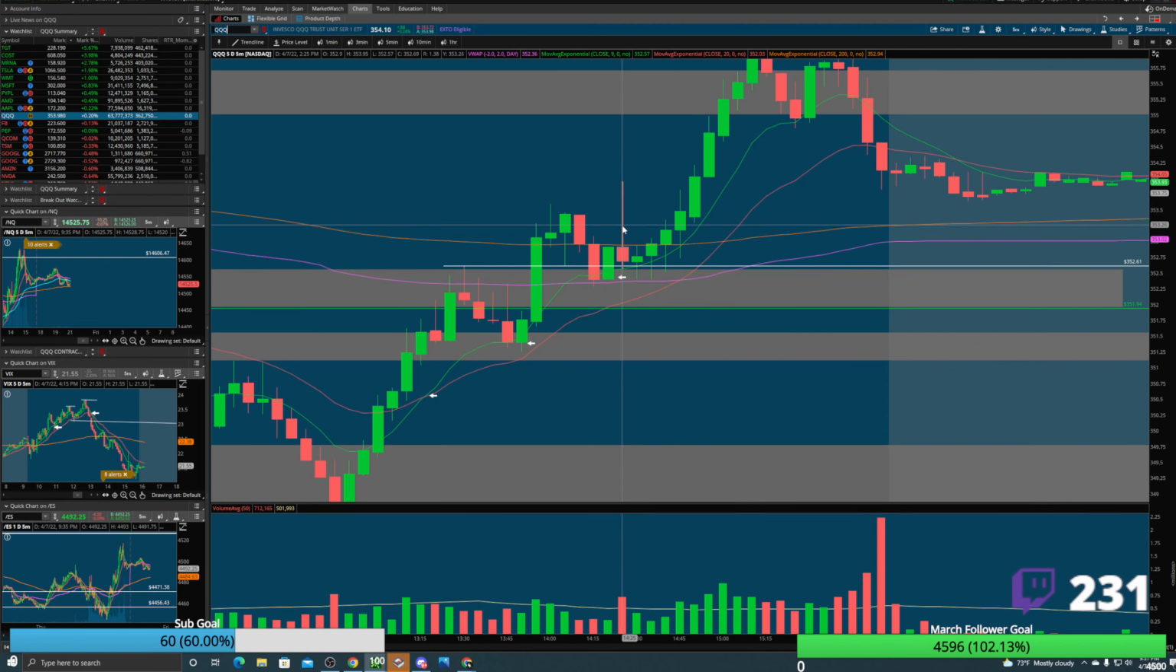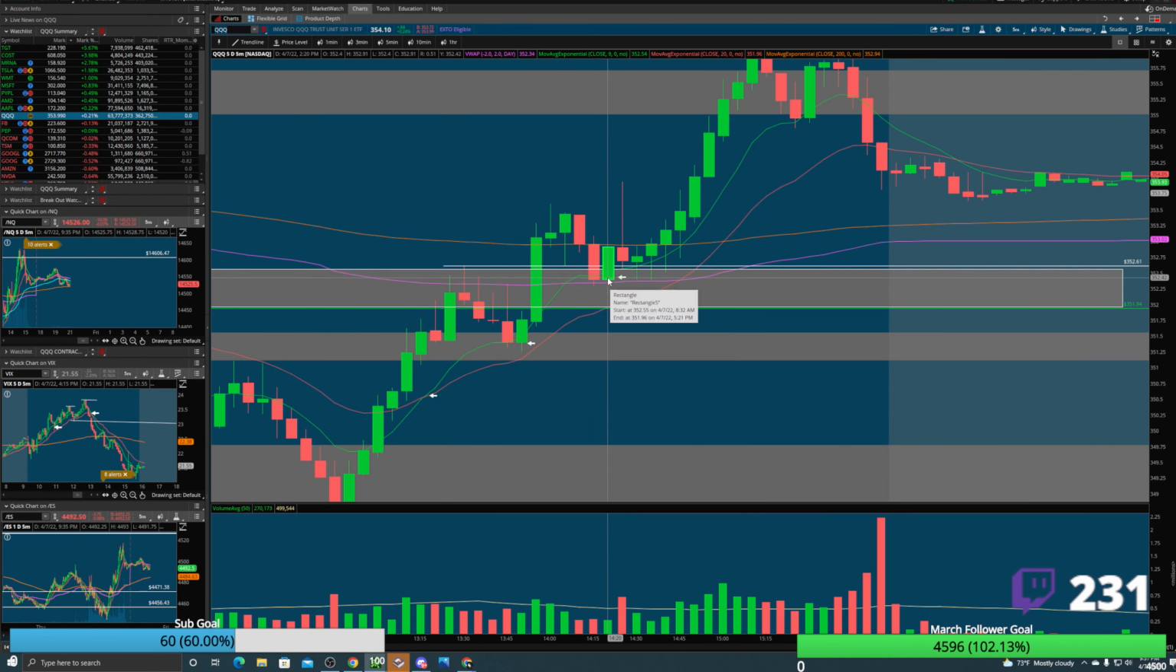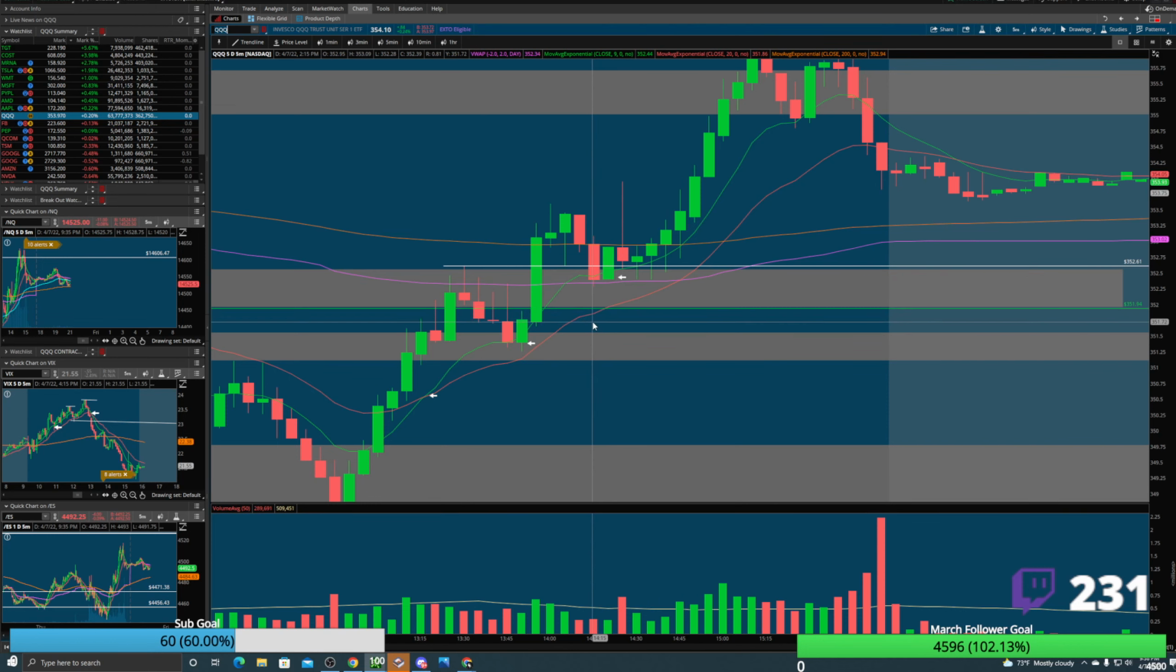Okay, are you saying this right here, your inverse hammer or whatever, the green candle inside the EMA? This one? Below that one, the previous one. This one here? The 10-minute bear flag, this one? Oh, bull flag? Okay, so this.